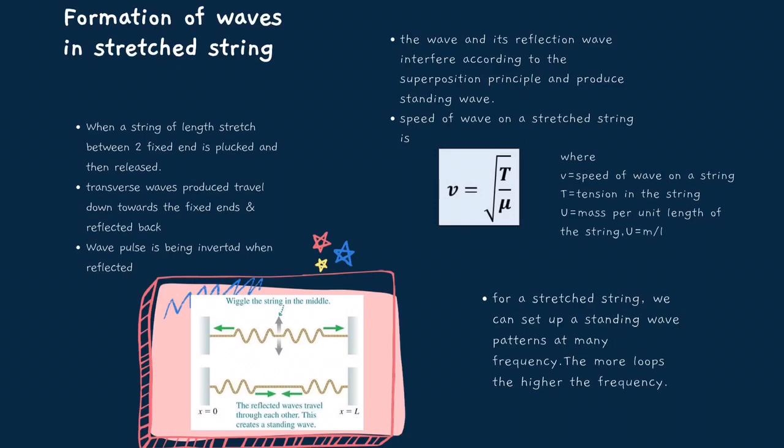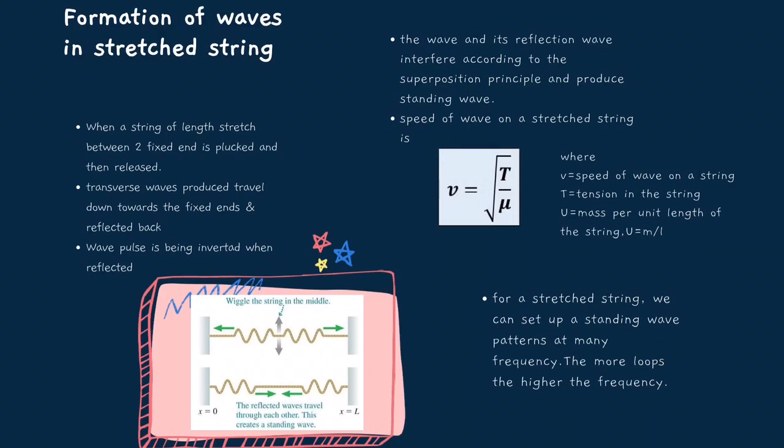When a string of length L stretched between two fixed ends is plucked and then released, the transverse wave produced travels down towards the fixed end and is reflected back. The wave pulse is inverted when reflected. The wave and its reflected wave interfere according to the superposition principle and produce a standing wave.